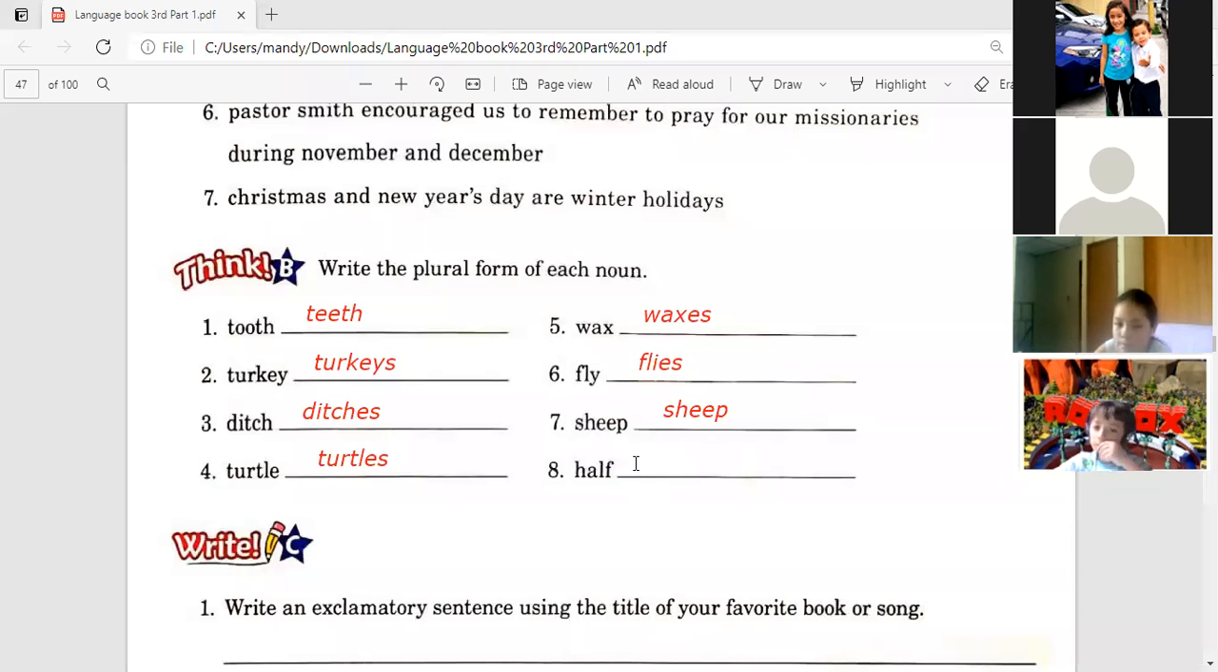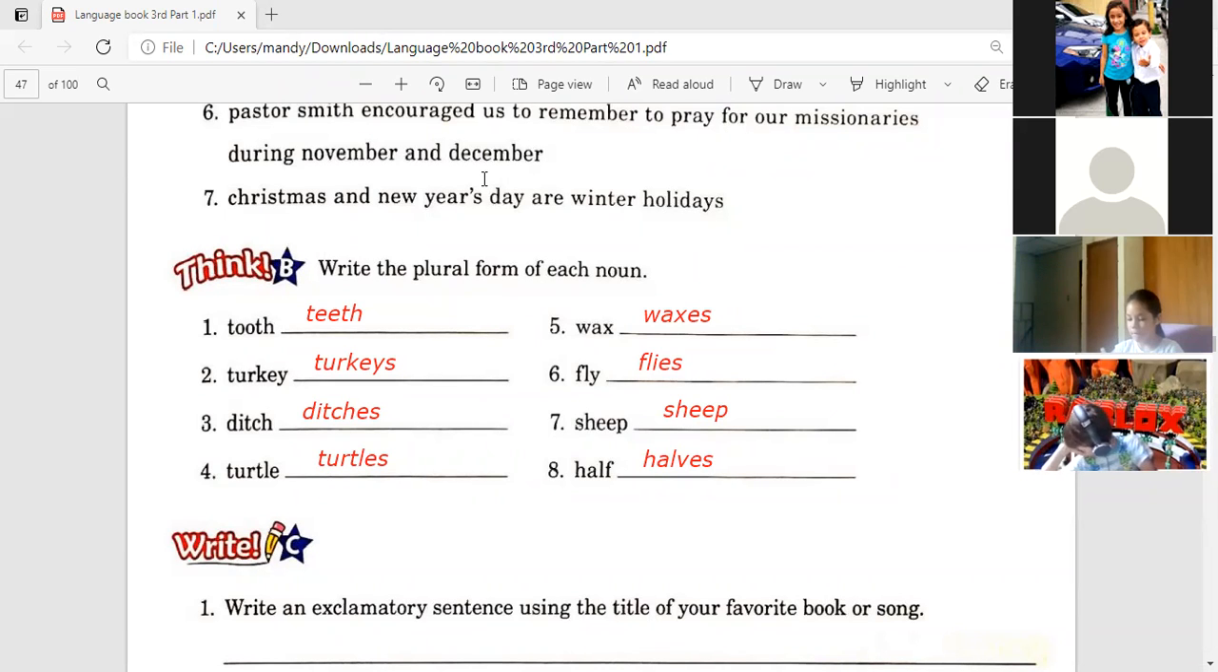Okay, half. What is the plural? Half. Okay, remember the rule. Exactly, halves. Okay, when a word ends in F, you cross it out and you change it to the consonant V, okay? And then you add ES. So we say halves, yes? Okay, excellent. Tooth, teeth. Turkey, turkeys. Ditch, ditches. Turtle, turtles. Wax, waxes. Fly, flies. Sheep, sheep. And half, halves. Yes? Okay, excellent.